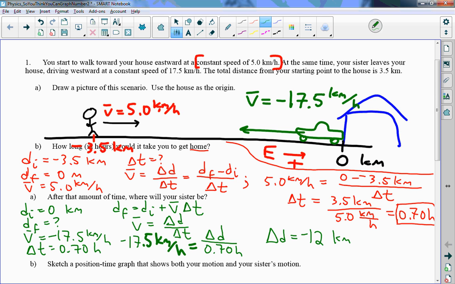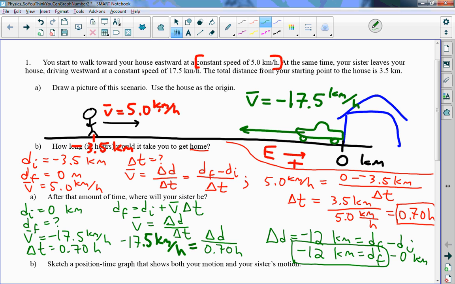Well then, what is delta d? But I was looking for df, right? This is equal to df minus di. That's the definition of delta d. So what I'm really saying is negative 12 is equal to df minus 0, because that's where my sister started. So then that is df. That's fine. Now it wants me to sketch the graph.